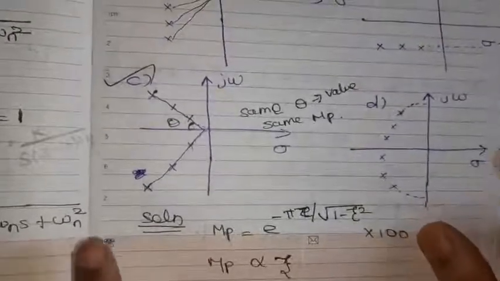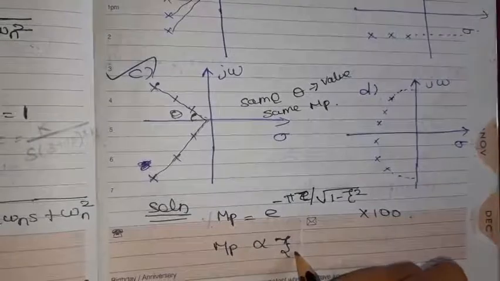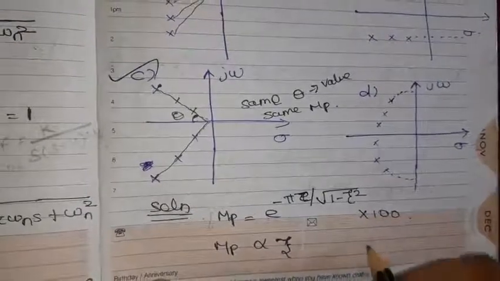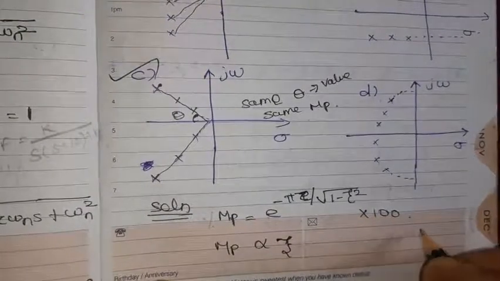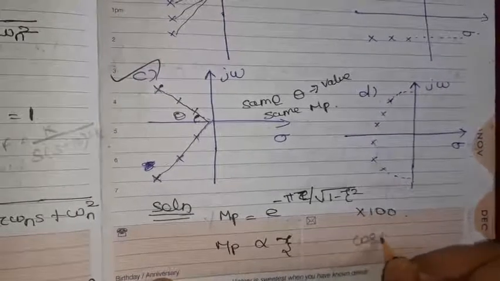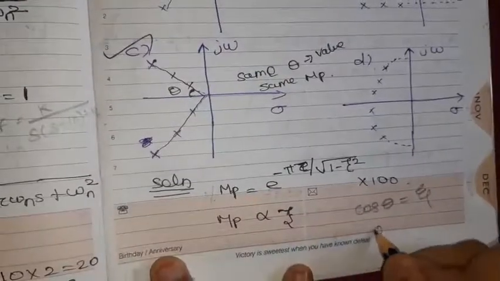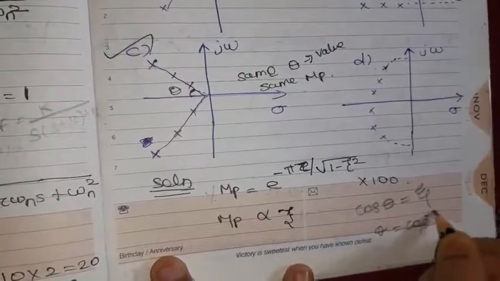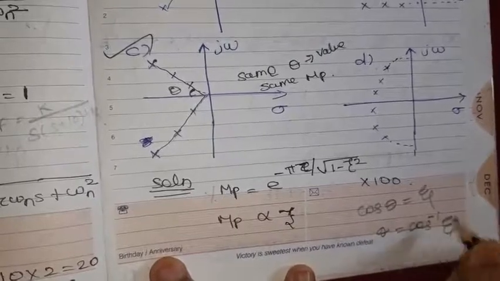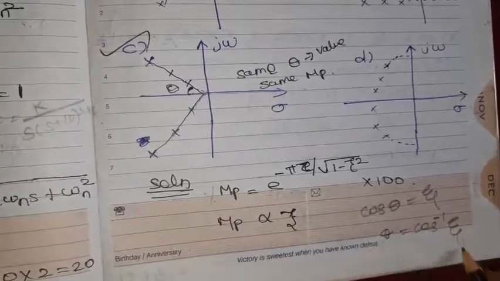Now we are going to find out from the theta angle value. Zeta is nothing but the damping ratio. How can we relate zeta with the angle theta? Cos theta is equal to zeta. This is one of the formulas. So the angle theta can be represented by theta equal to cos inverse of zeta.